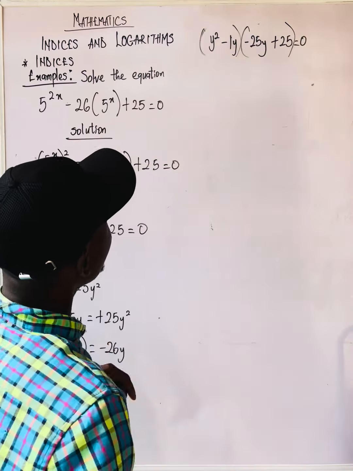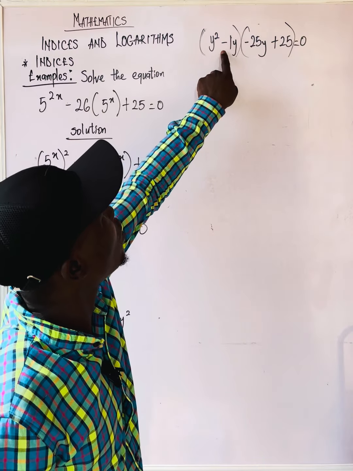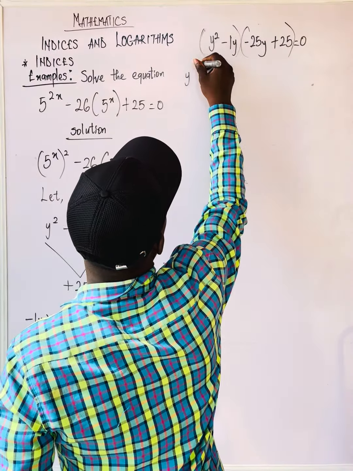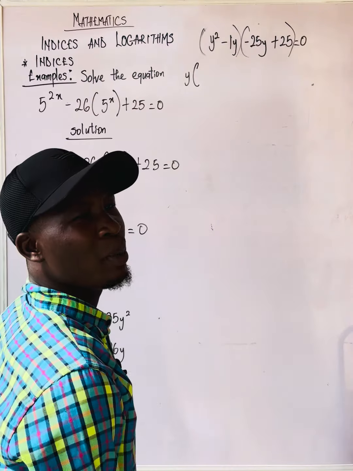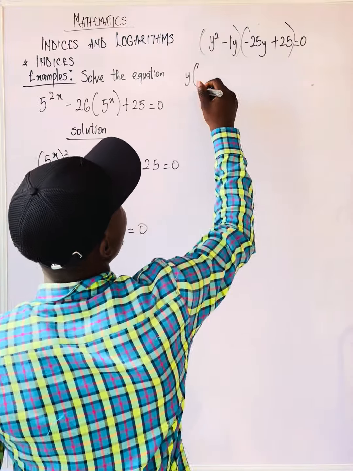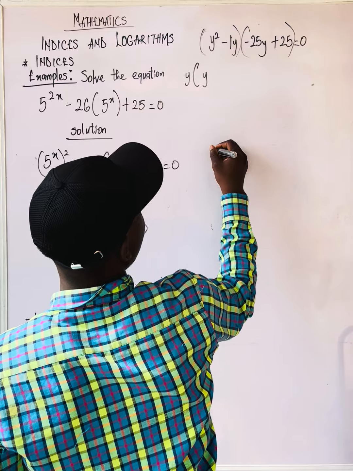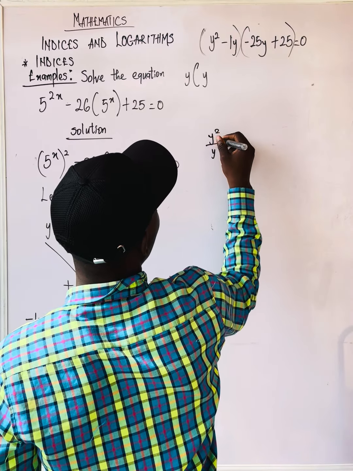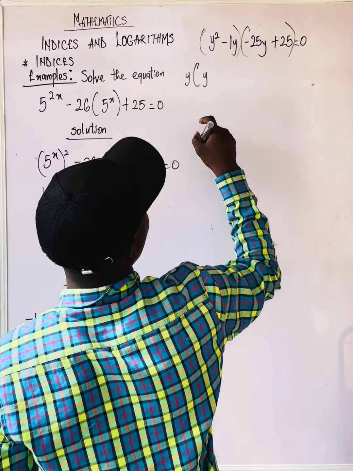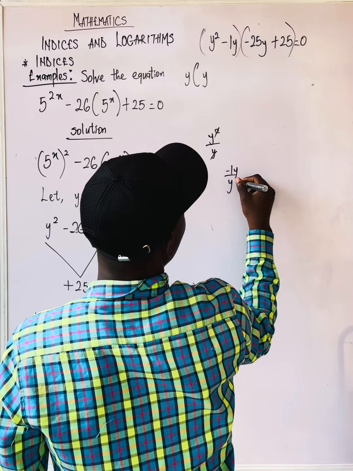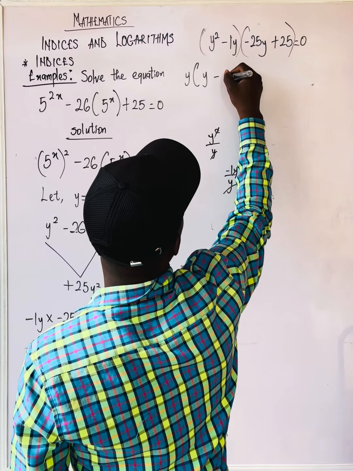Now, what is common here? y square minus 1y. What is common? y is common. So let's bring out y. So y in y square, what will remain? It will remain y. When I say y in y square, y will cancel y, it remains 1. So y in minus 1y, it will cancel this. What is remaining? Minus 1.